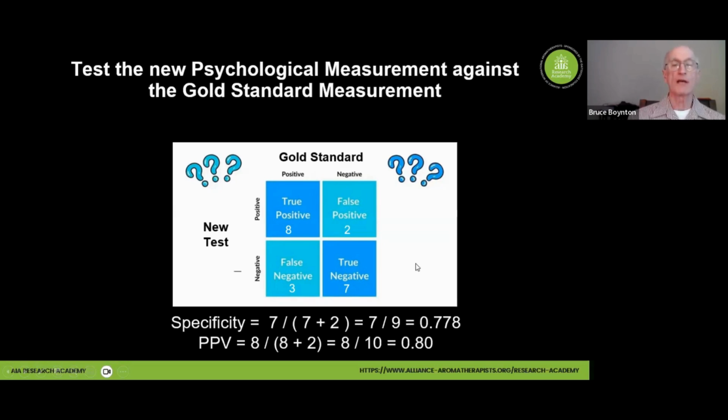Okay, and we can do the same thing for specificity. We work in this column for specificity. And remember, it's the true negatives over the true negatives plus the false positives. So 7 over 7 plus 2 is 9. 7 over 9, 77.8%. And you can figure the positive predictive value as we showed before.